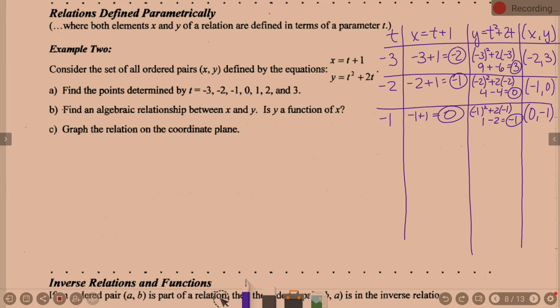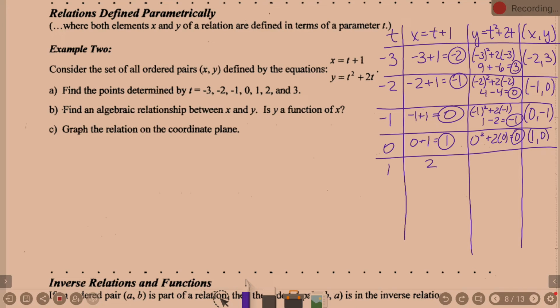Okay. Putting in 0. 0 plus 1 is 1. Did I hear 0? Yeah. And then 0 squared plus 2 times 0 is going to be 0. So we have the ordered pair 1, 0. Put in 1. 1 plus 1 is 2. 1 squared plus 2 times 1 is 3. 2, 3.